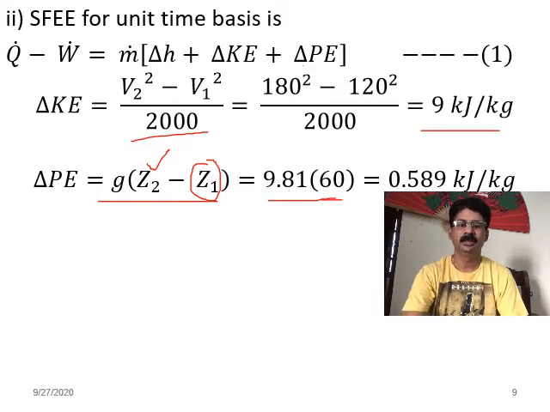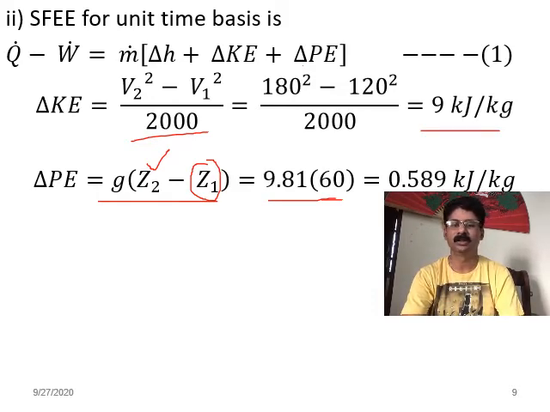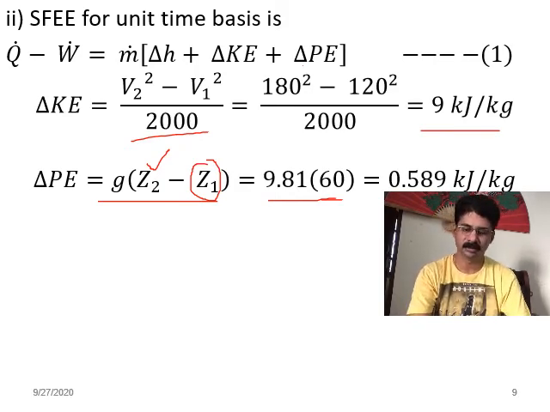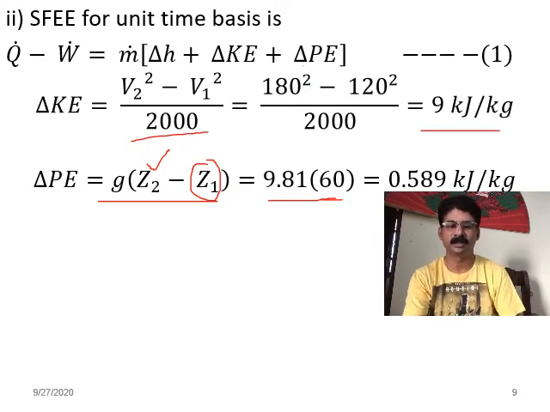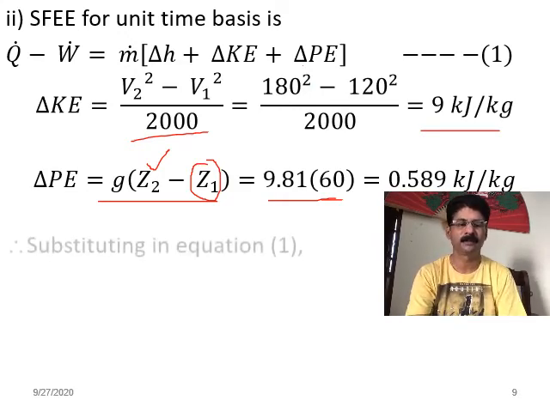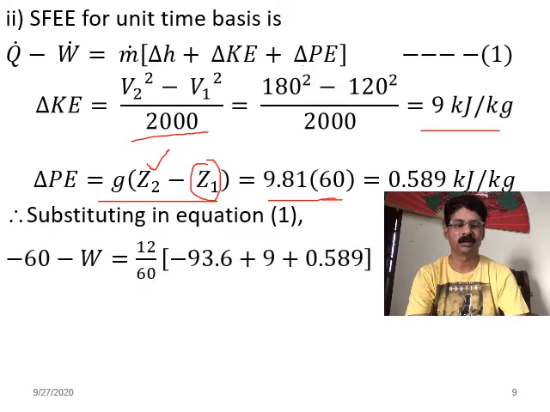Again here you have to divide it by 1000 to get it converted into kilojoules per kg. So that is very important. Your formula itself you can write as g into Z2 minus Z1 by 1000 also. Now substitute in equation 1.